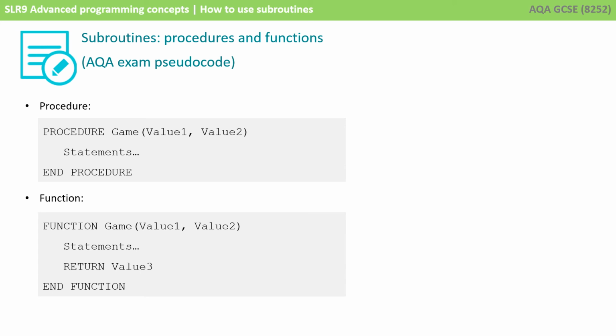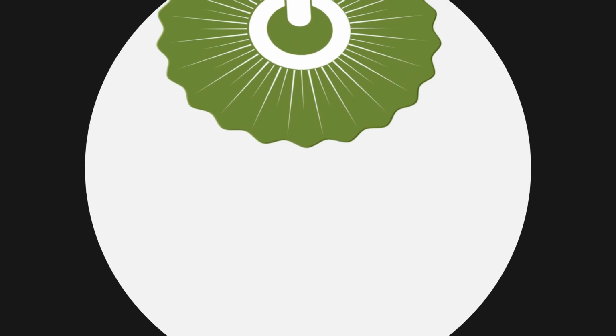In the exam, it may be possible they show you examples of procedures and functions using AQA's pseudocode. It's very similar. The procedure or function either starts with the word procedure or function and they end with either end procedure or end function. We then have the name or the identifier for that procedure, followed by a list of parameters separated by commas in brackets that procedure or function will take in. The only difference between the two then, as you know already, is a function would include a return line.